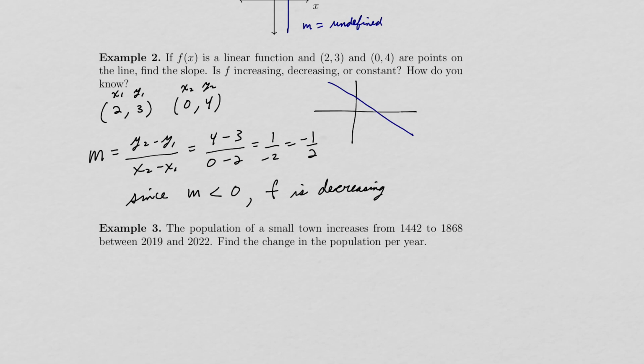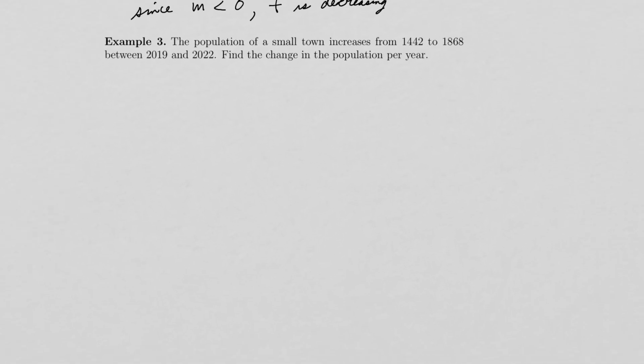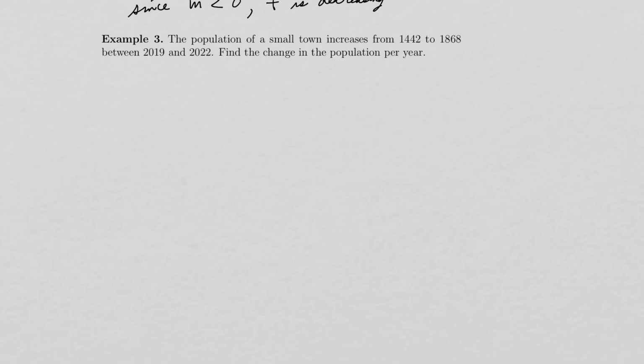Okay, here's another example with slope. In this example 3, you're told the population of a small town increases from 1442 to 1868 between the years 2019 and 2022. Find the change in the population per year. When we're looking for a rate of change, if it's a constant rate of change, that is essentially the slope. So I just need to calculate the slope.